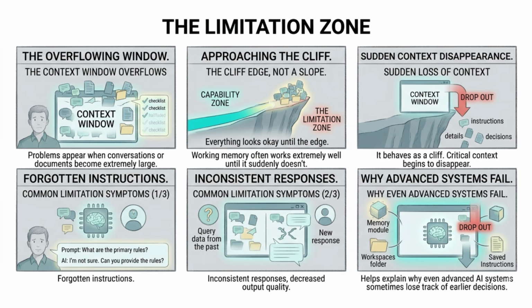Everything seems fine until critical context begins to disappear. When that happens, you may notice forgotten instructions, repeated questions, missing details, inconsistent responses, and decreased output quality. Understanding this limitation helps explain why even advanced AI systems sometimes lose track of earlier decisions. The lost in the middle effect.